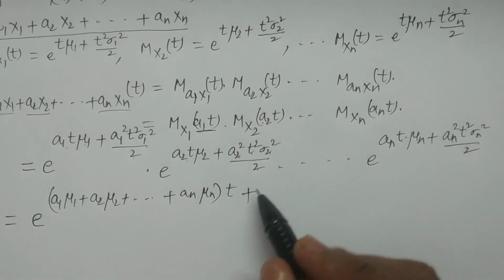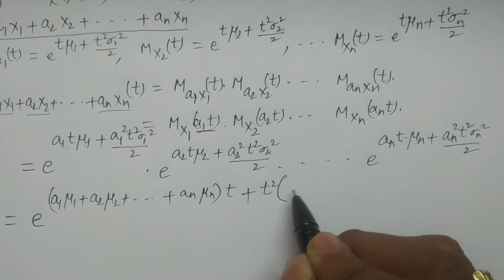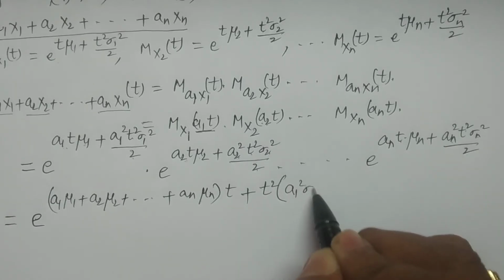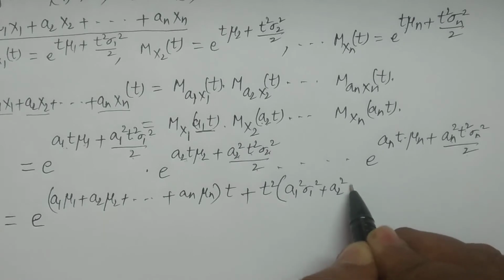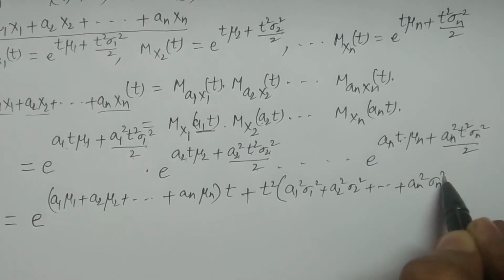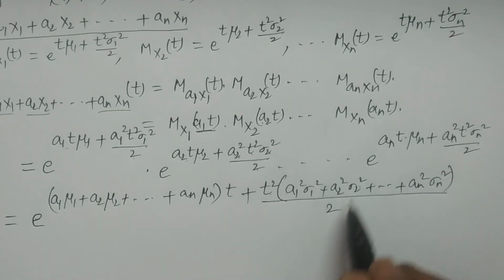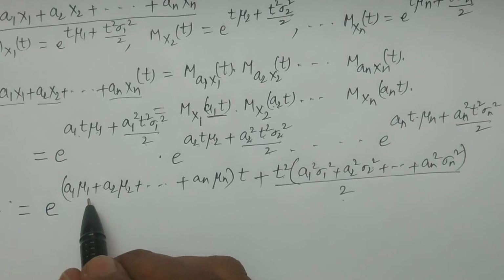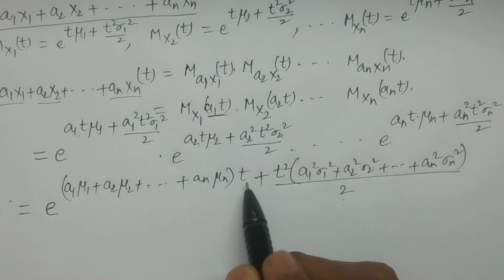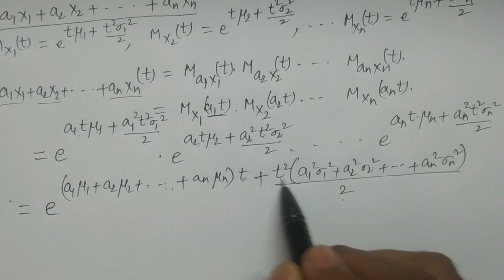So therefore we can simply take t square common, multiplied by sigma square, which I am writing as a1 square sigma 1 square plus a2 square sigma 2 square plus and so on plus an square sigma n square, whole divided by 2. This is e power t mu plus t square sigma square by 2.